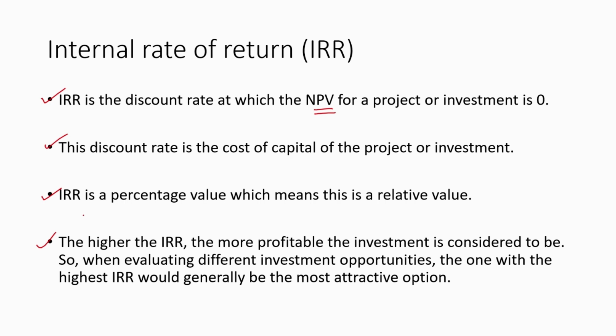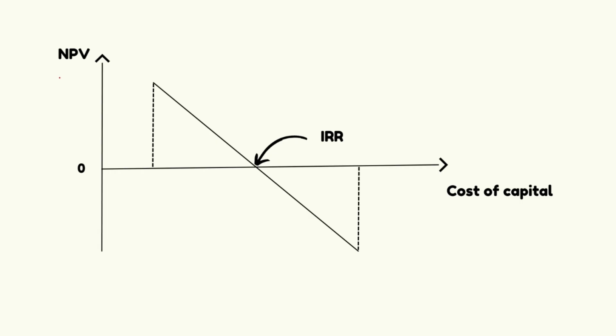Under the NPV technique, we calculated the absolute return from a project. Here we are going to calculate the cost of capital, or the discount rate, at which the NPV will be equal to 0. This is how we can illustrate the IRR.